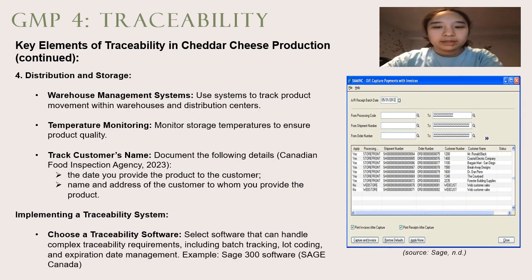So the fourth key element in traceability that I'm going to talk about in the presentation is distribution and storage. So a warehouse management system needs to be built also. We can use systems to track product movement within warehouses and distribution centers. So during receiving and shipping of the product, temperature monitoring is also very critical. Monitor storage temperatures, it helps to ensure product quality.